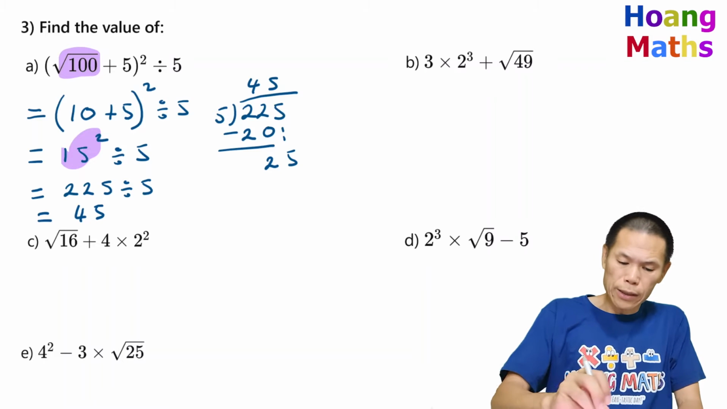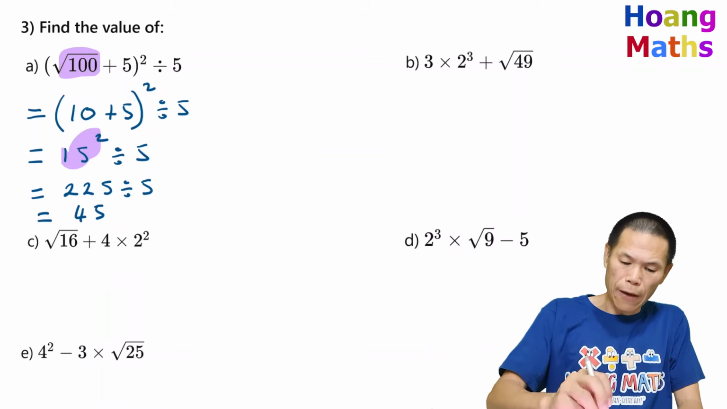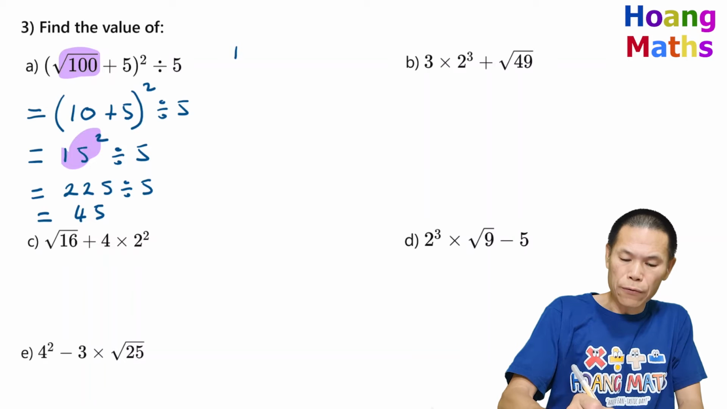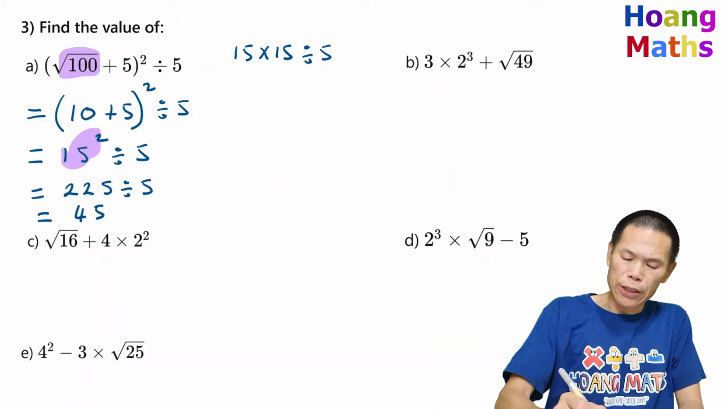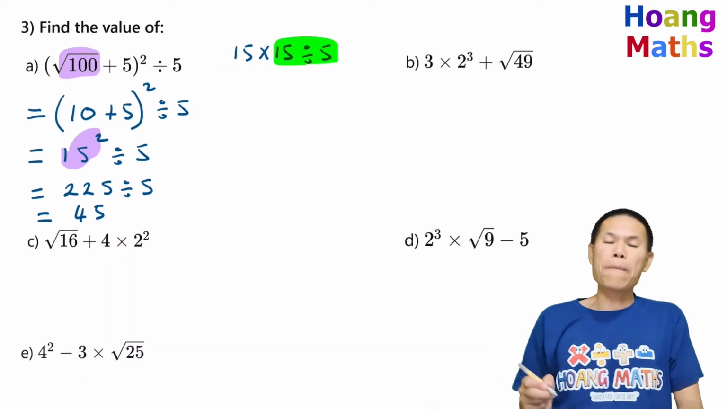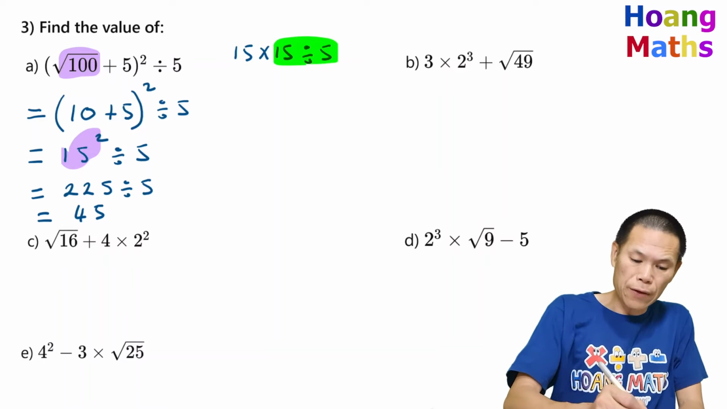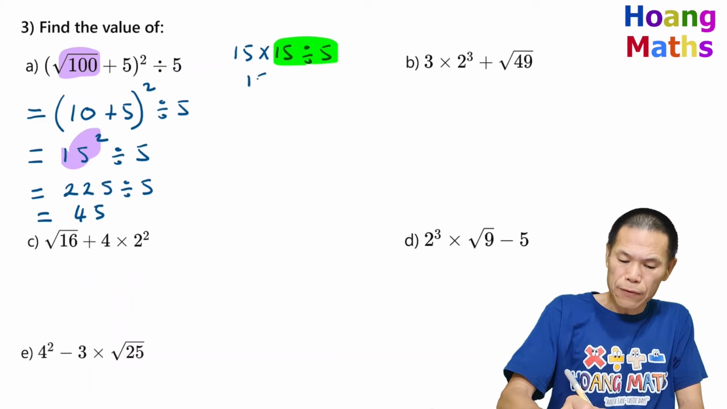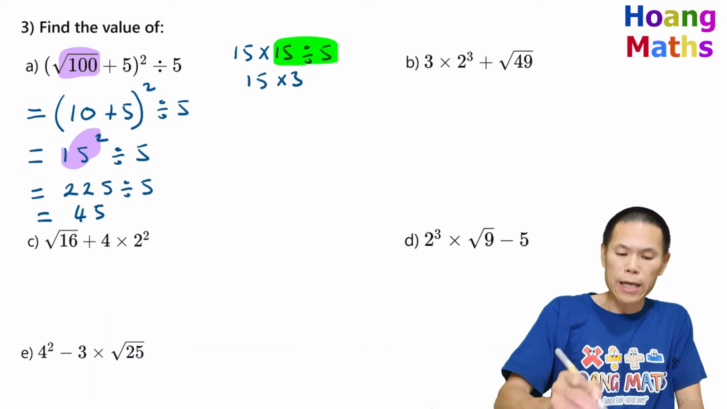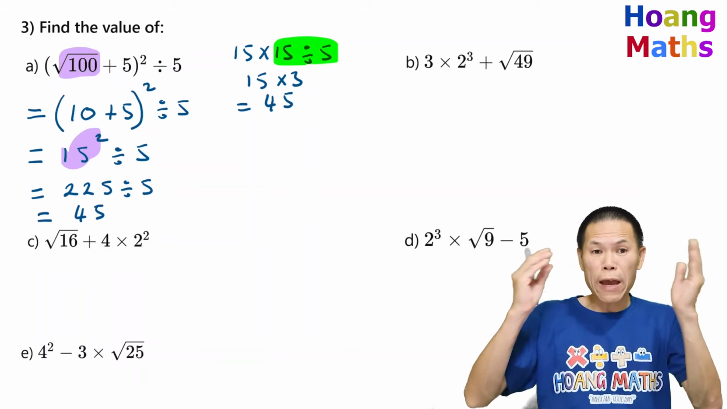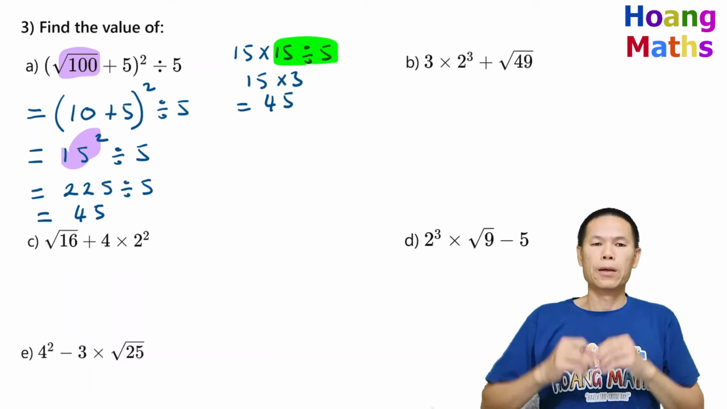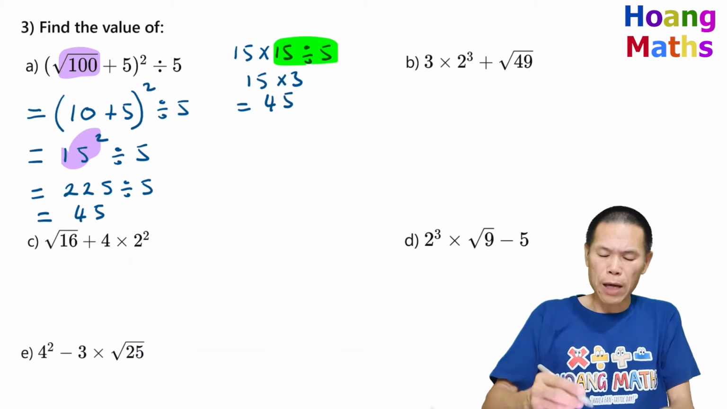Or otherwise, you can just do it this way. 15 squared is equal to 15 times 15, and then you divide it by 5. Of course, you can just simplify this first. 15 divided by 5 is equal to 3. 15 times 3, and 15 times 3 is 45. So there you go. And whichever method you use doesn't really matter. Keep that in mind.